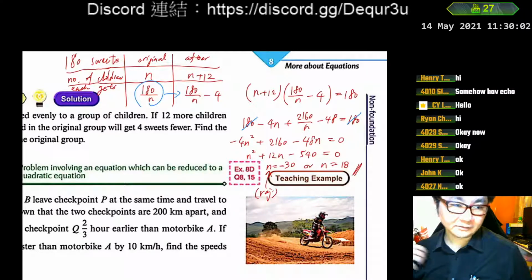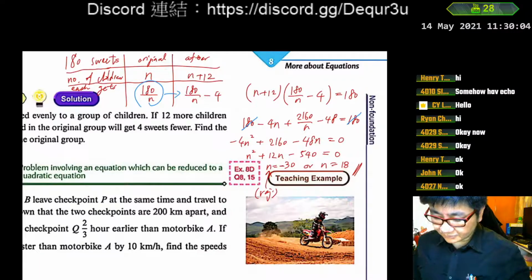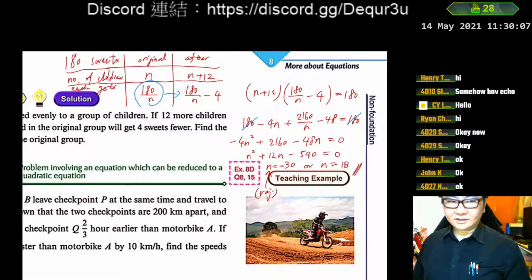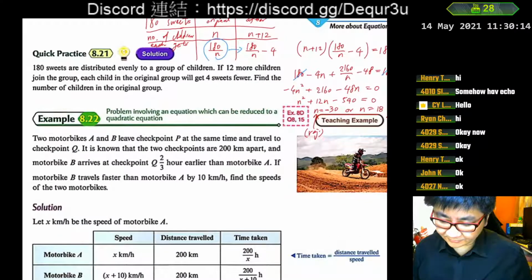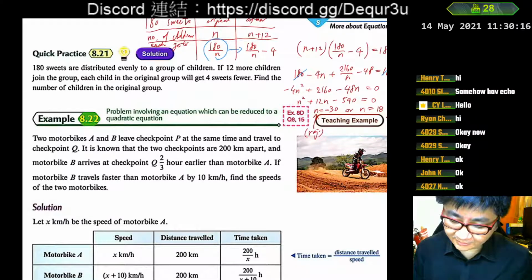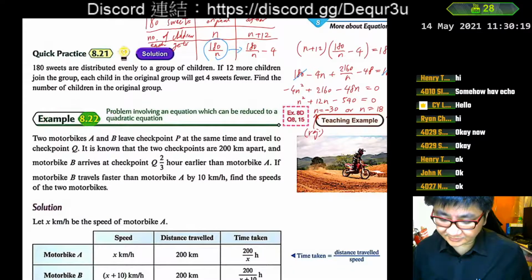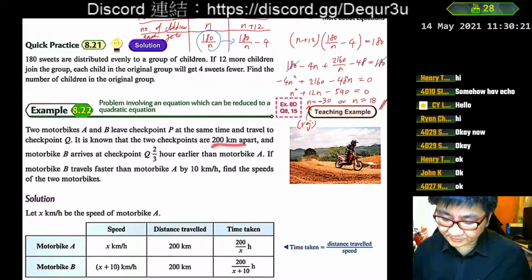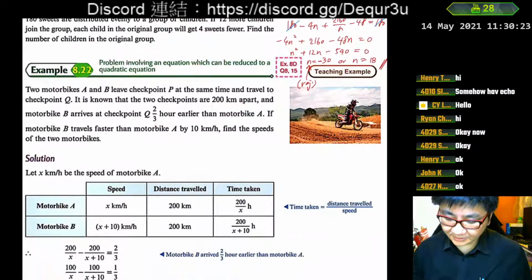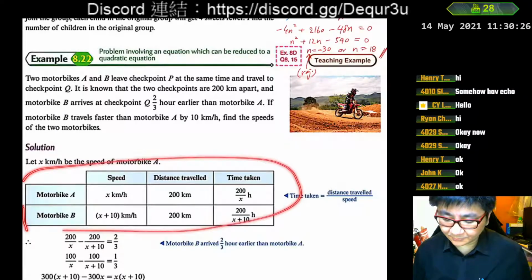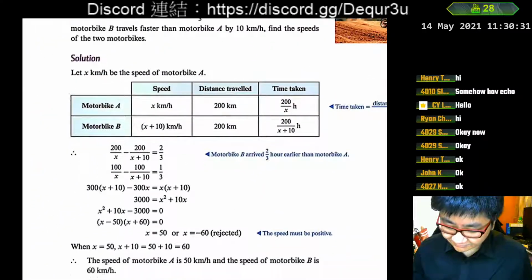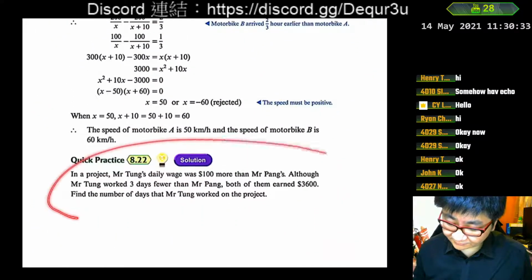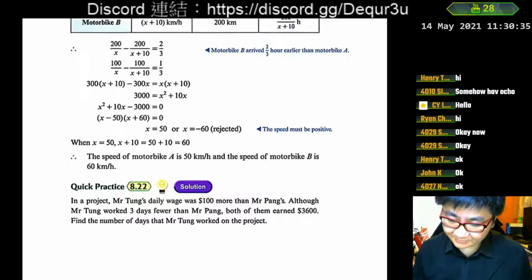Okay, then finally we'll do one more question that may be of higher difficulty. I'm not going to go through the similar problem for example 22 because it is a distance, speed, time problem, and again using a table can help us analyze it very easily. The similar thing applies for quick practice. Again, using a table can help understand easier.